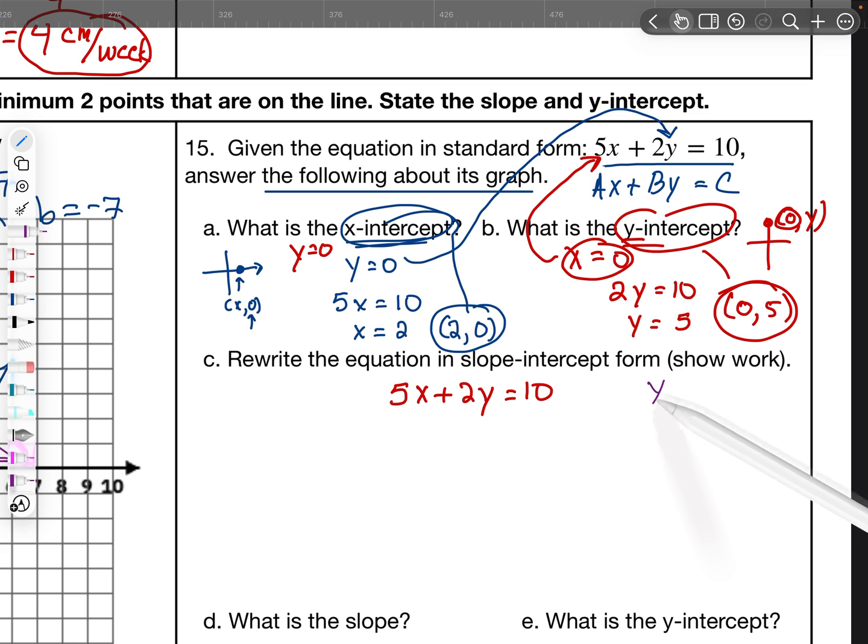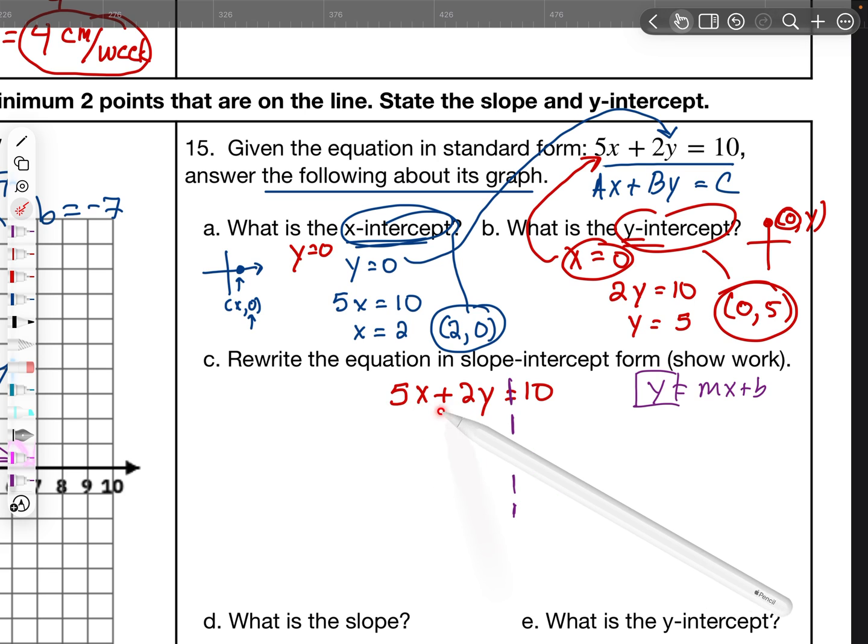Slope-intercept form, remember, is y equals mx plus b. So we need to get the y alone on the left side. Right now, when I look at the left side, right here's my dotted line going down the center of the equal sign. The side with the y has a plus 5x on it, and the y is also multiplied by 2. I first undo the addition, then I'll undo the multiplication.